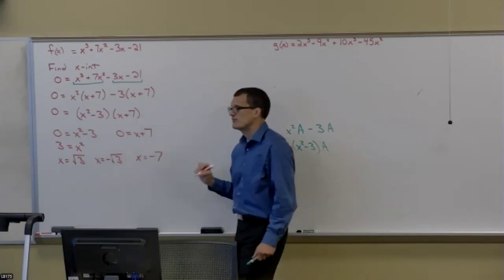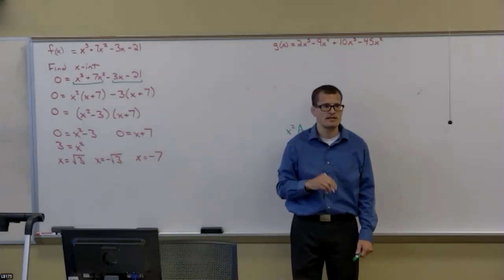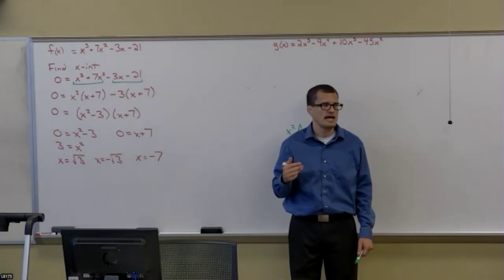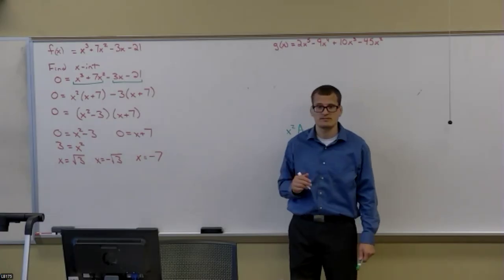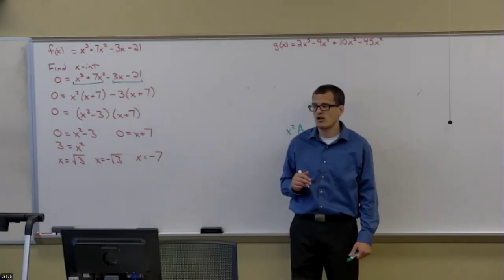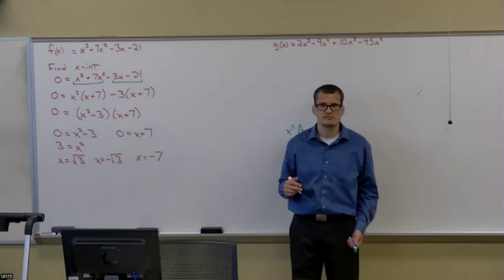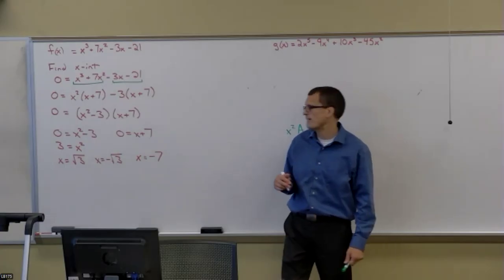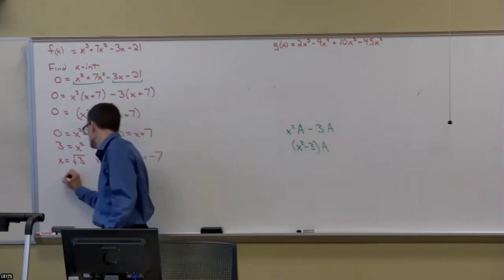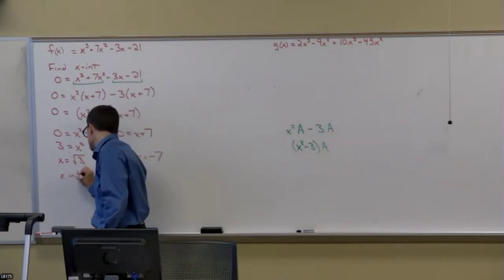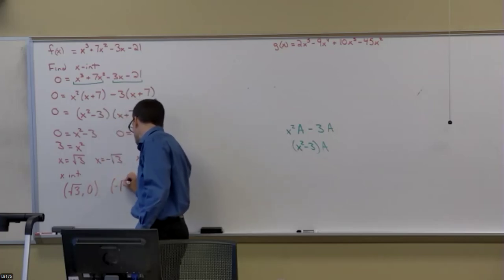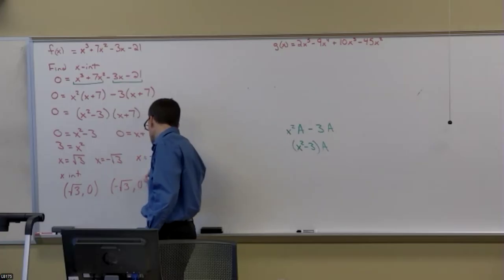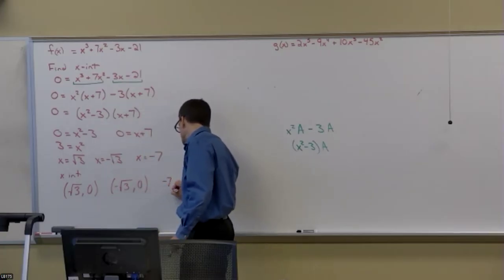So this gives me 3 different zeros. One at square root of 3, one at negative square root of 3, and the other at negative 7. All of those are real numbers. So that means I have 3 x-intercepts. One at square root of 3 comma 0, the other at negative square root of 3 comma 0. And the last at negative 7 comma 0.